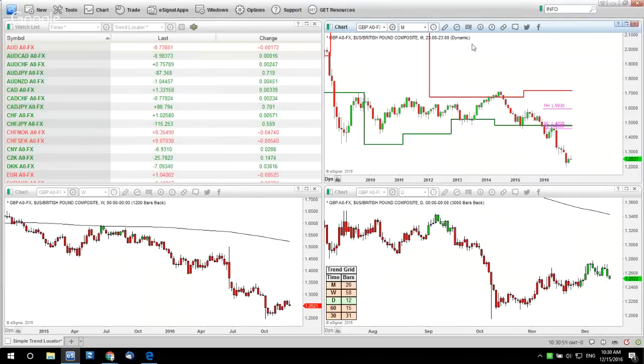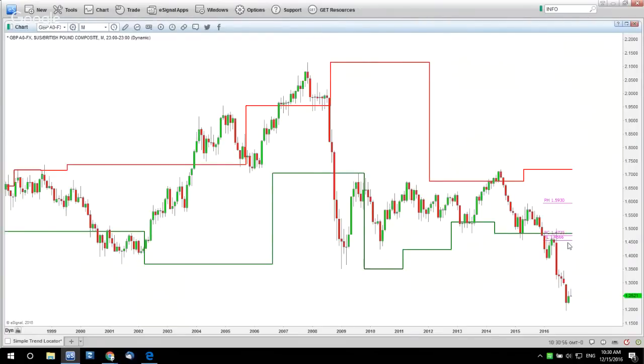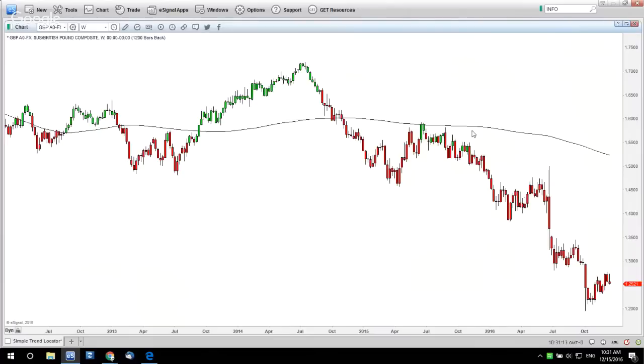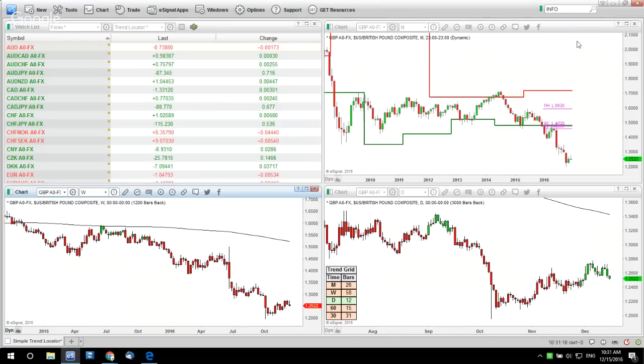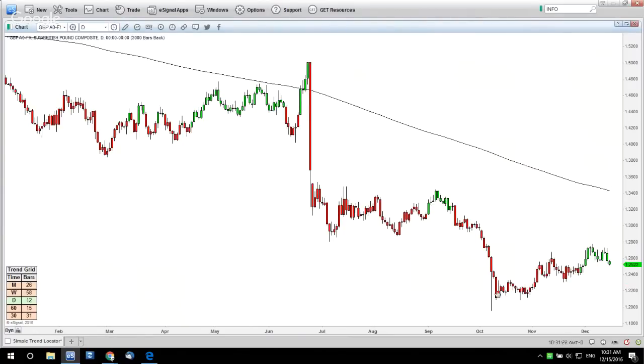Okay, so if we look at the pound dollar below the pink line, we have a bearish bias. I was short on this for several weeks, made good profit, and then the pullback just after the US election stopped me out for good profit. If we look on the weekly, below the weekly 200, trend filter is red. Here is the pullback that stopped me out. And if you look at the daily, below the daily 200, trend filter is now green.